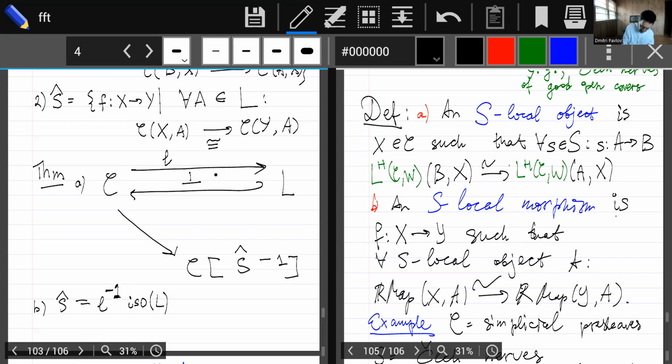And therefore L factors through the category of fractions. And the second claim is that this factorization is an equivalence of categories.